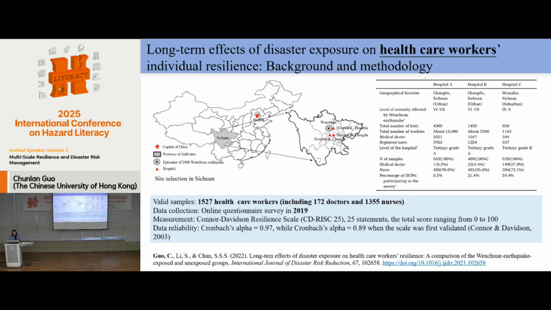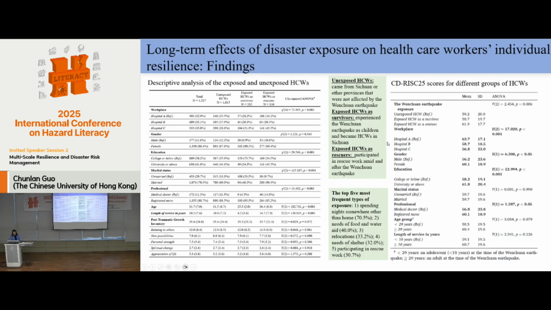And we collected about 500 samples from these three hospitals in 2019. That means 11 years after the earthquake. And we tested the reliability of Connor-Davidson's resilience scale. We found it is even better than the one validated in the US. And now let's look at the results.